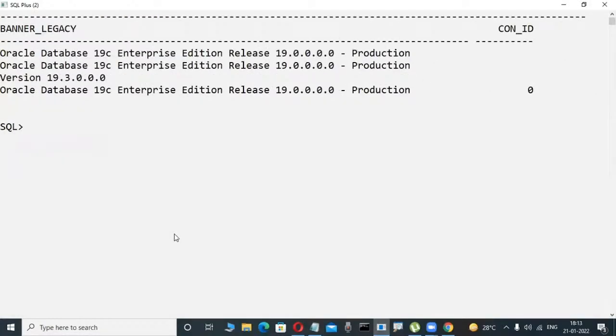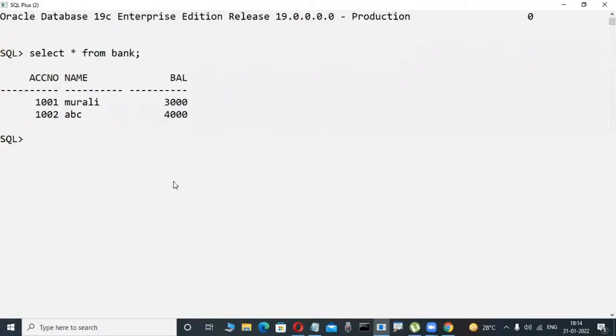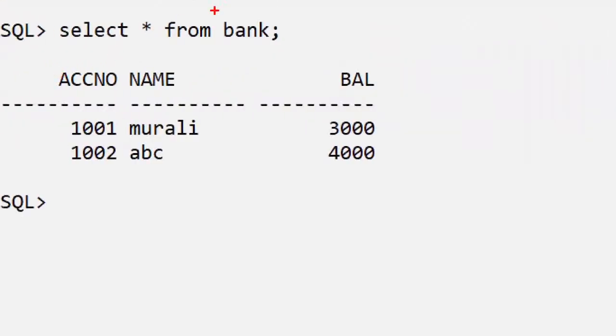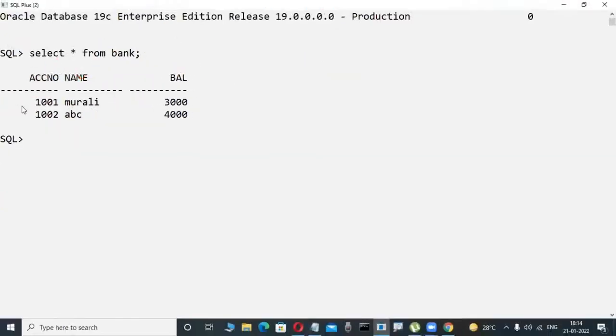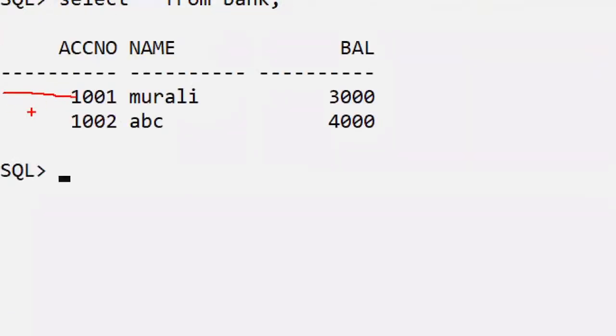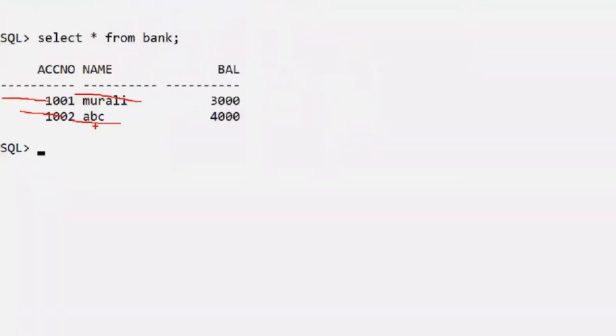Suppose in this database, bank is a table, for example. Just observe the scenario, it is very easy to understand. This is a bank table. In table format only, we store the data. Suppose this is in a bank, for example SBI bank, and this is the data. Observe here, these are columns: account number, name, and balance. These are called columns. Here, these are 1001 and so on. These are called rows or data.